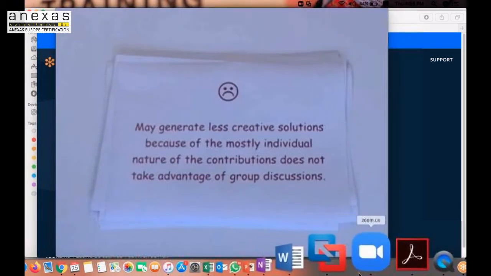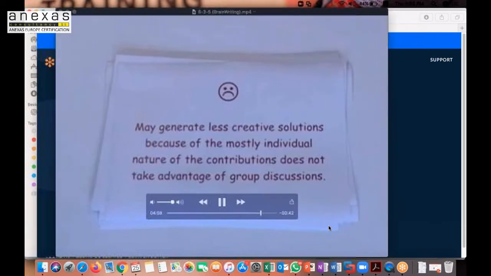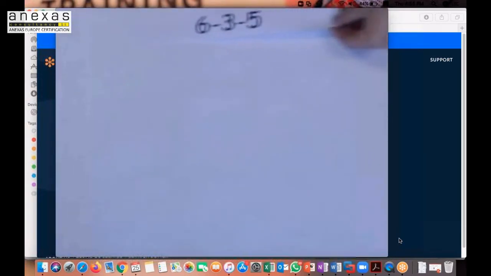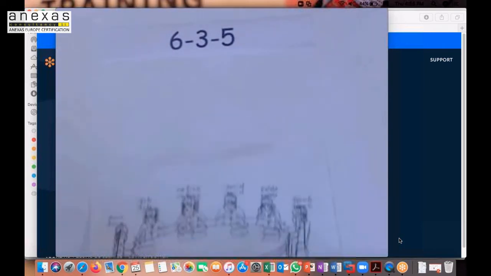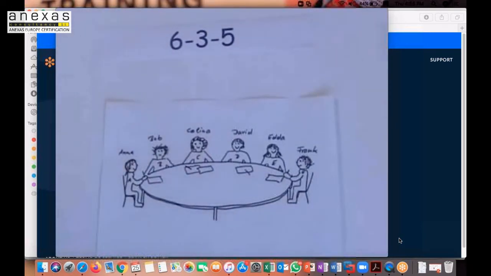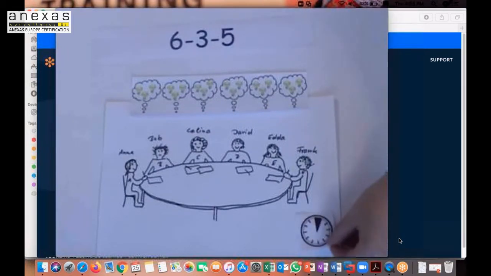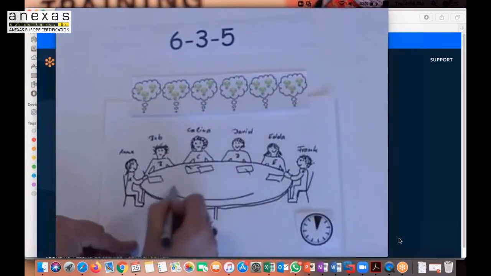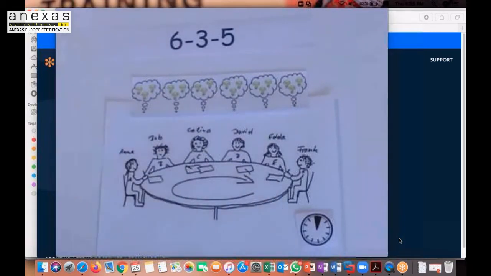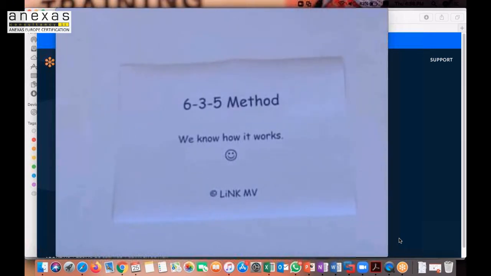7 advantages compared to 3 disadvantages. The 6-3-5 method seems to be worth a try. Let's summarize everything once again. 6 people capture 3 ideas each in written form. Each participant has 5 minutes time for his or her 3 ideas. Then the sheets are passed on. This happens 5 times, so that on each sheet, 3 original ideas have been specified or further developed by 6 people. That's it. Just give it a try.